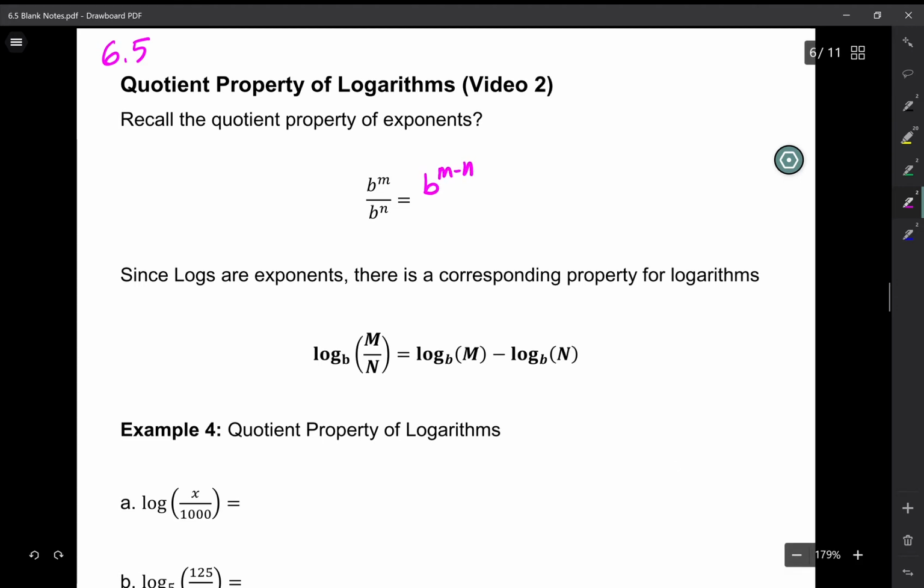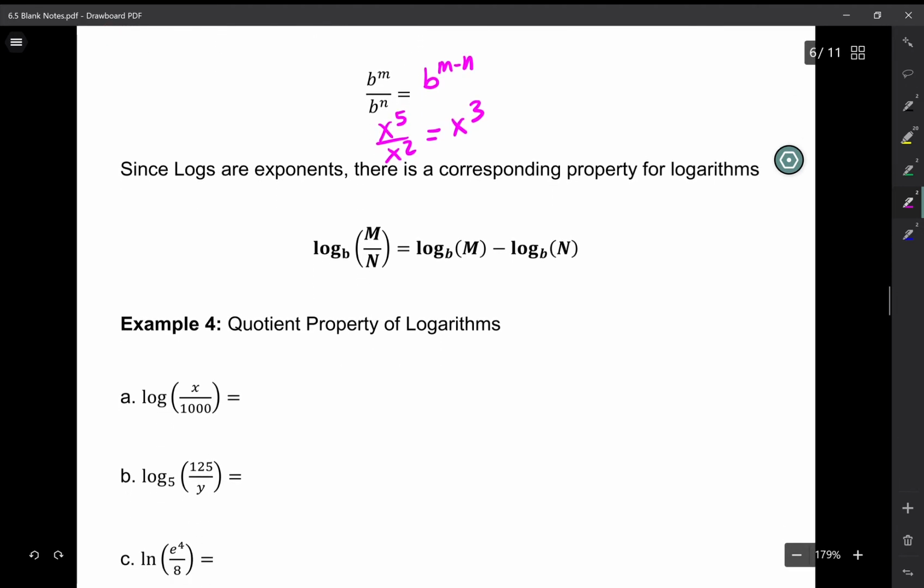This is like if we had x to the 5th divided by x squared, that'd be x cubed left over. 5, 2 cancel, you get 3 left behind. Since logs are just exponents, there is a corresponding property for logarithms. Log base b of m over n is equal to log base b of m minus log base b of n. Let's practice using this formula.